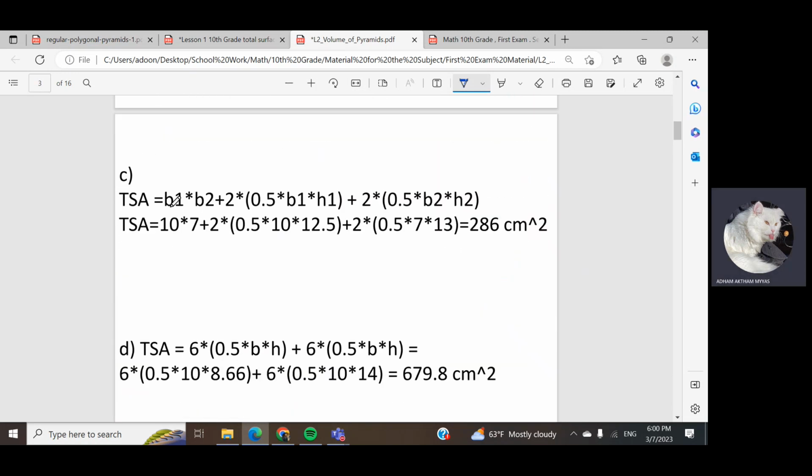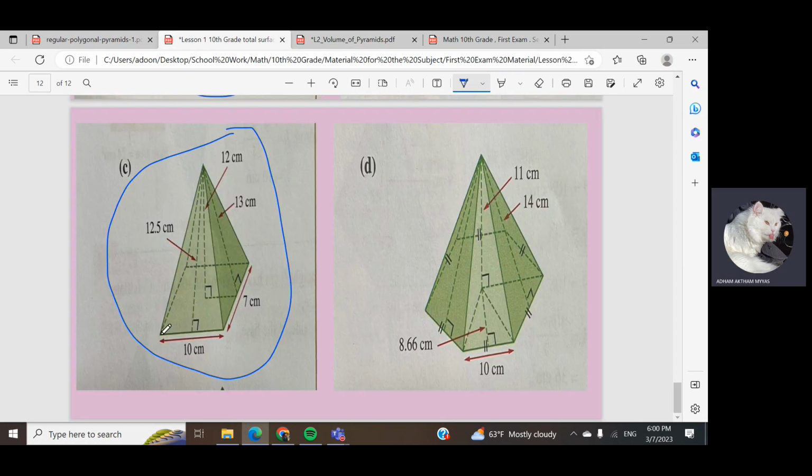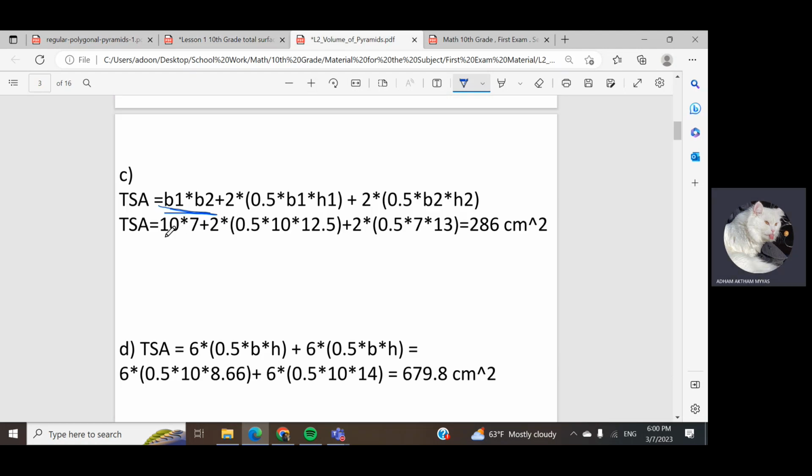So it will be like this. How? I should calculate the base area, and here I have a rectangle, so it's length times width. The length here is 10, the width here is 7, so 10 times 7 gives me the base area.